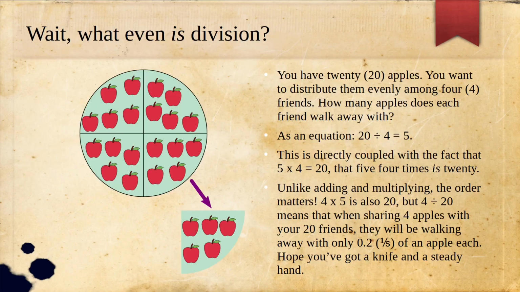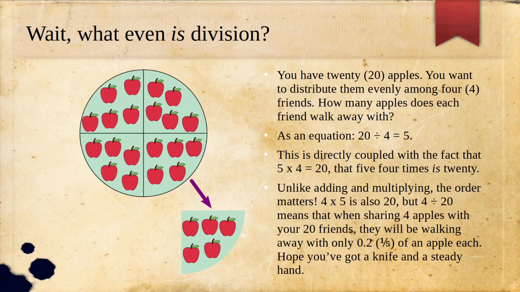Let's quickly recap what division even is. Let's say you have 20 apples, and you want to distribute them evenly among 4 friends. How many apples does each friend walk away with? You can see visually that the answer is 5, that 20 apples split 4 ways is 5 apples each. This is represented as an equation of 20 divided by 4 equals 5.